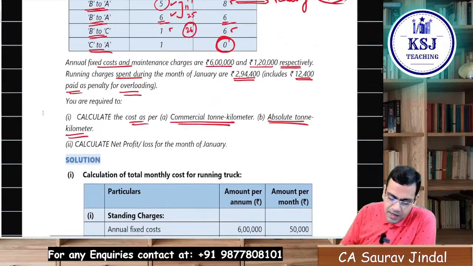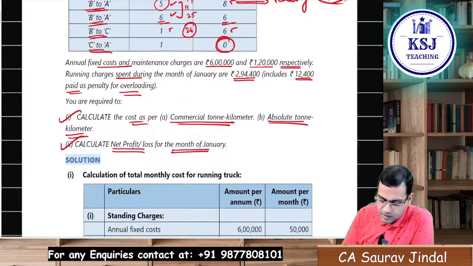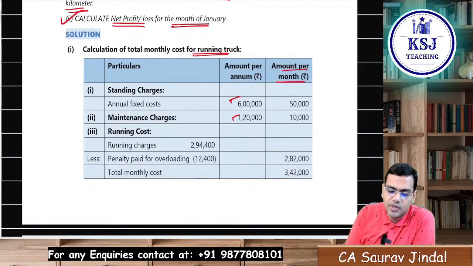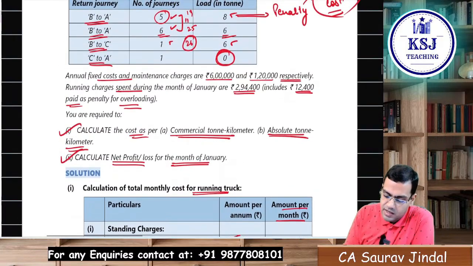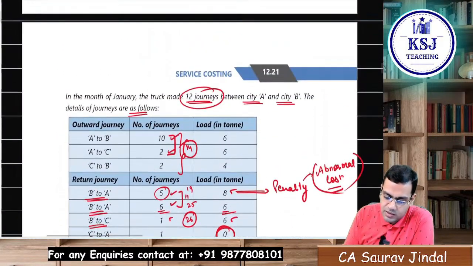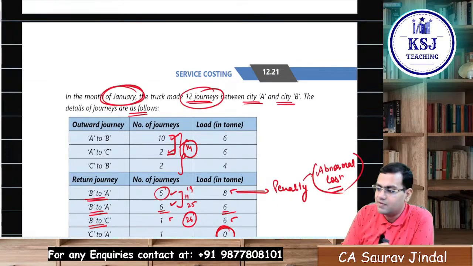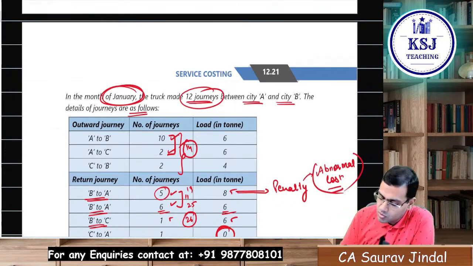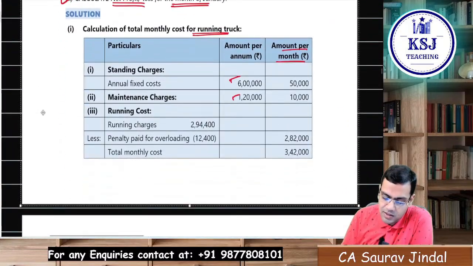Then the second part of the question says calculate the net profit or loss for the month of January. First they are calculating the monthly cost for running the truck. Standing charges, annual fixed cost, maintenance charges are per annum, so per month we can calculate, right? Because we are calculating the commercial ton kilometers for a particular month of January, so cost should also be for a particular month.